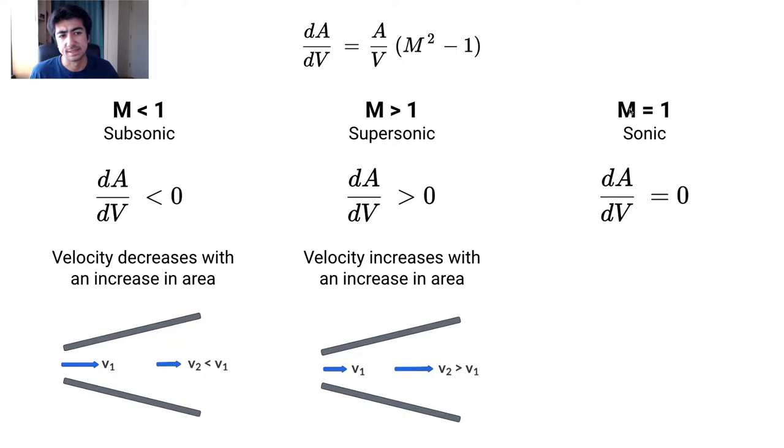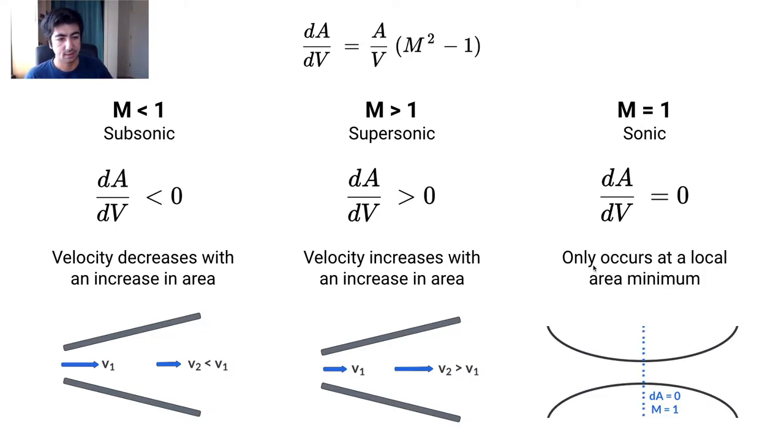The last case is when M equals one. The local fluid speed is exactly equal to the speed of sound, and that is called sonic speed. If you plug M equals one into this equation, you'll get that dA/dV equals zero. So what does this actually mean?